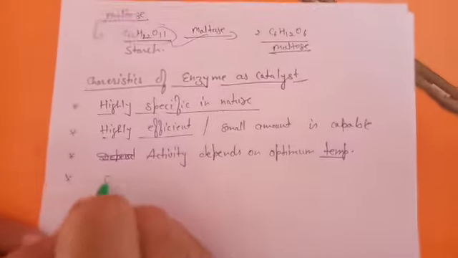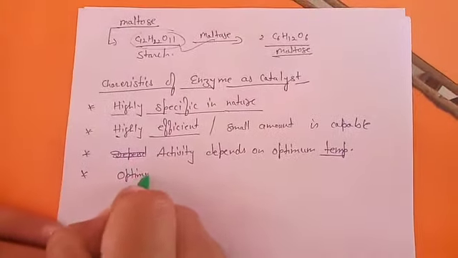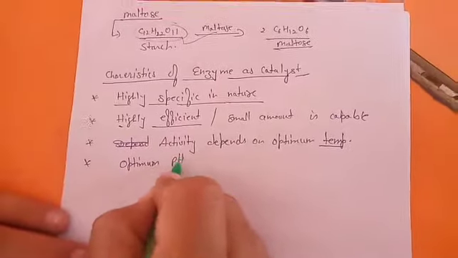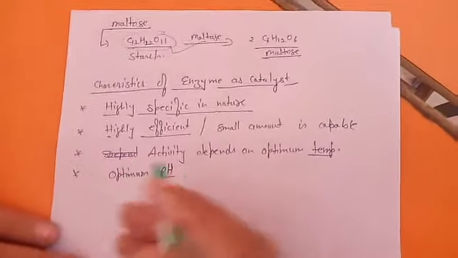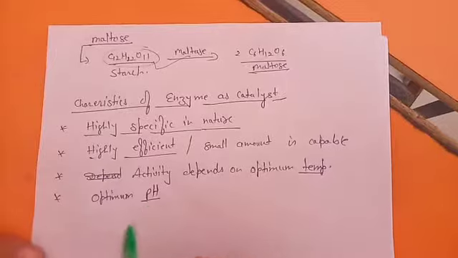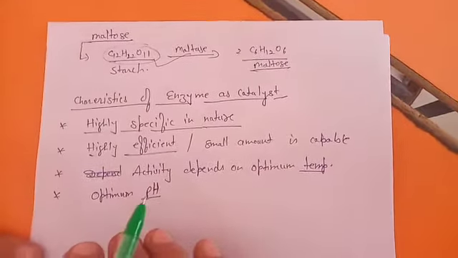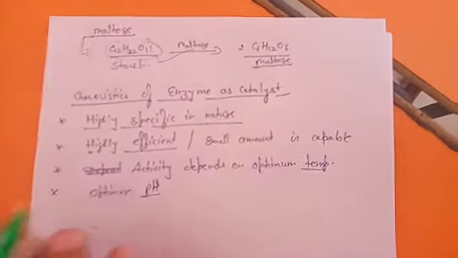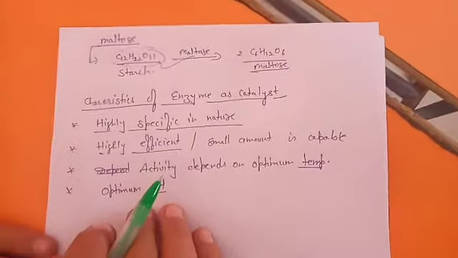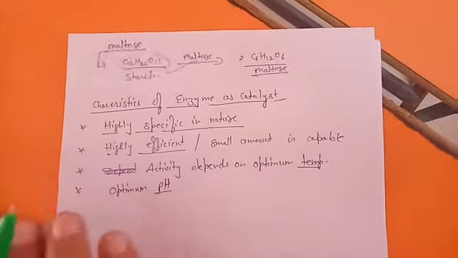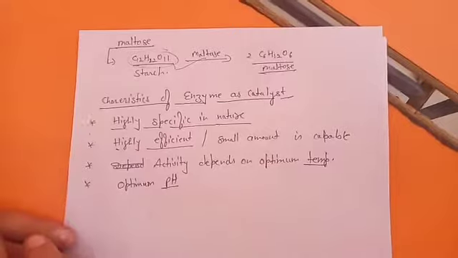Next, they need optimum pH. What is pH particularly, you very well know, it is the acidic concentration, how much is present at that time. That is also of importance. If your pH gets changed, at that time enzyme activity also gets compromised particularly.